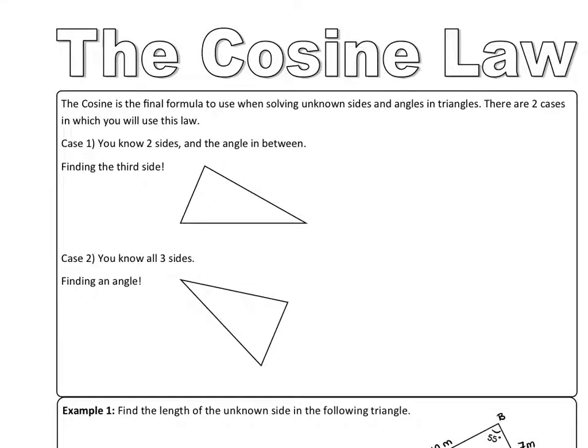Hey guys, so this is the last kind of law that we're going to do with trigonometry, and it is called the cosine law. So it's basically, you're going to use it when the primary trig ratios don't work and the sine law doesn't work. And I'm going to show you the formula and the two different cases that we have when we're going to use this law.